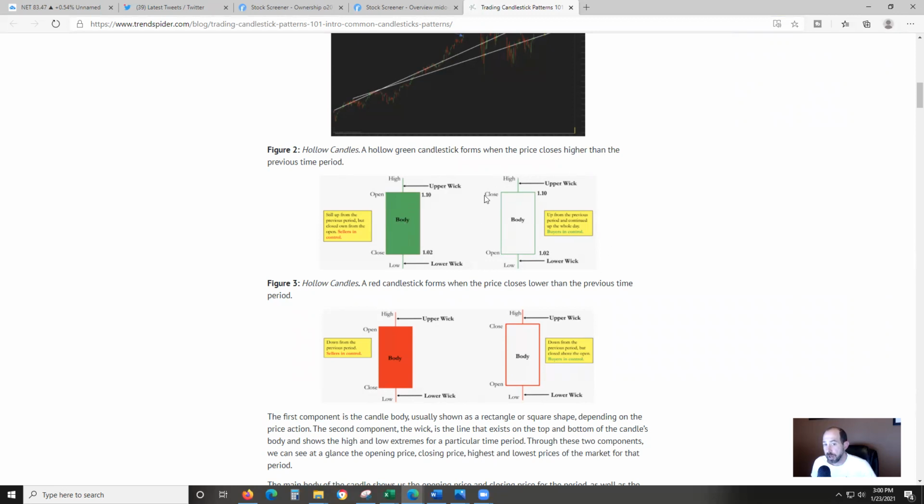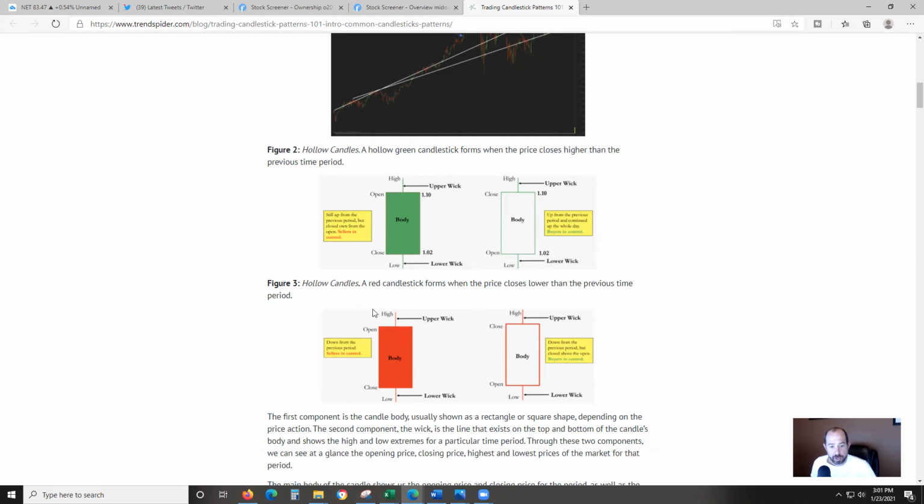Now, this green hollow candle is one that I love to see, and the bigger the better. It opened down here, maybe it sold off a little bit in the first 15, 20 minutes, and then went all the way up here and maybe sold off a little bit right before the close, but closed much higher than it opened. So this gives me a green hollow candle, and this is a very bullish looking candle.